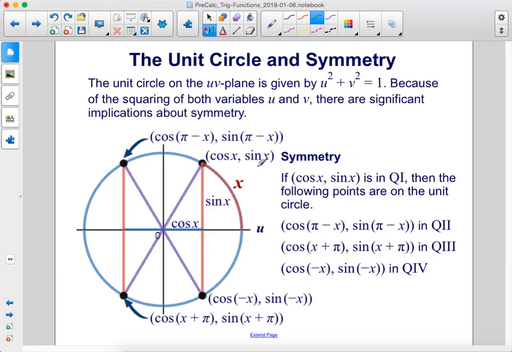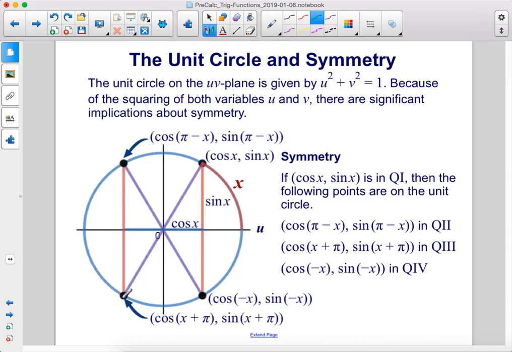If (cosine x, sine x) is in quadrant 1, then the following points are on the unit circle. Over here, we have (cosine of pi minus x, sine of pi minus x). Over here, we have (cosine of x plus pi, sine of x plus pi). And over here, we have (cosine of negative x, sine of negative x).